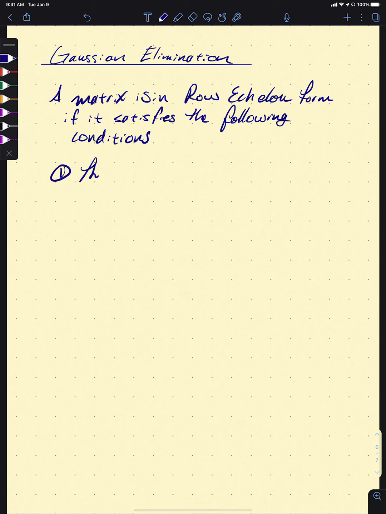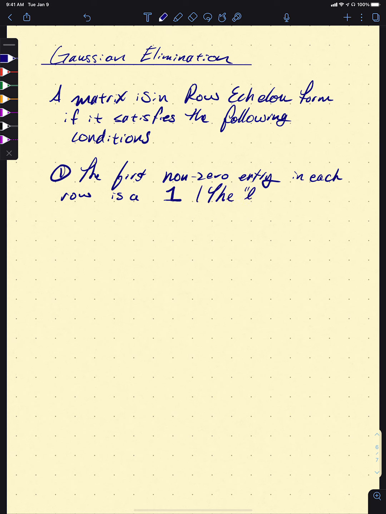The first one says that the first non-zero entry, you can think of that as a number, in each row is a 1. We can think of this as the leading entry, is what it's sometimes called.